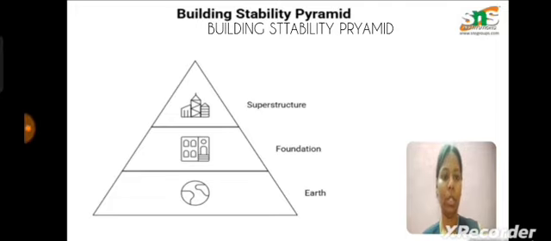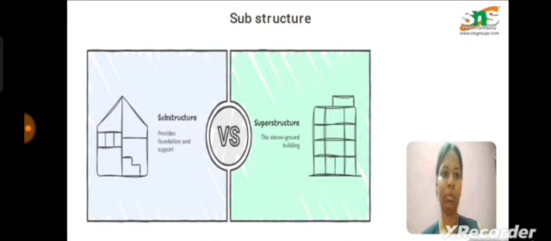Now we are going to see about the topic foundation. While constructing a building, the foundation is made below the earth surface, and only above that is the superstructure constructed. The difference between the substructure and the superstructure is that the construction made above the soil surface is called the superstructure. The construction made below the soil surface is called the substructure. In the substructure the foundation is made. In the superstructure, the building that we construct above the ground surface is called the superstructure.